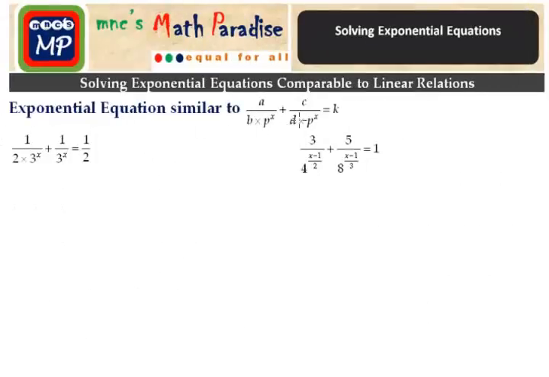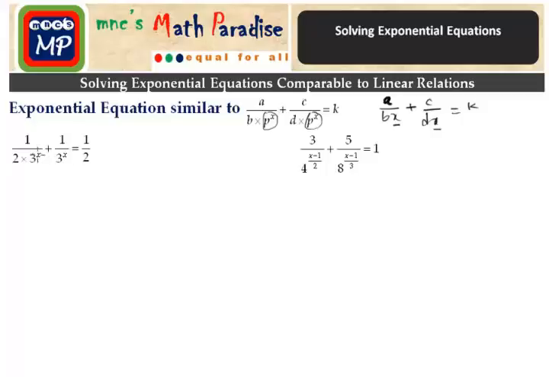This form of exponential equation is similar to the linear equation of the form a divided by bx plus c divided by dx equals k. That means the x variables are at the denominator. So in this exponential equation, instead of x, it is replaced by a common base exponential term, p to the power x. Let us do these two examples to see how we can solve these forms of exponential equation.